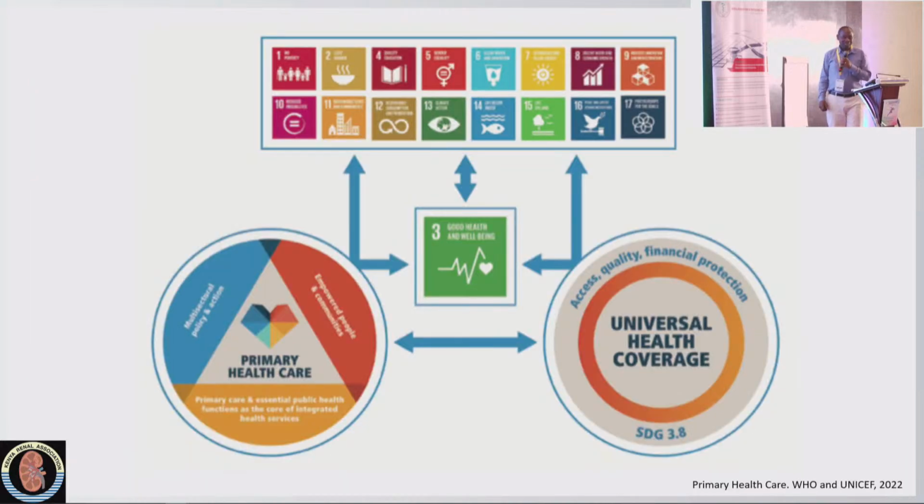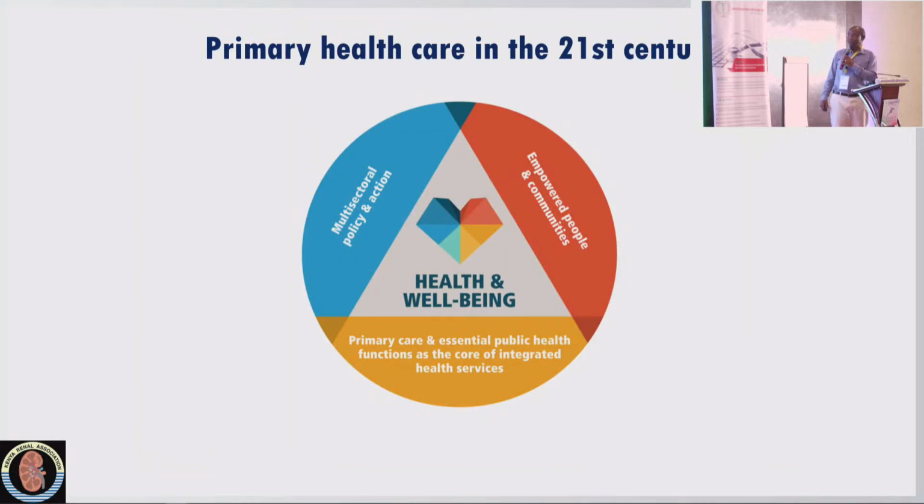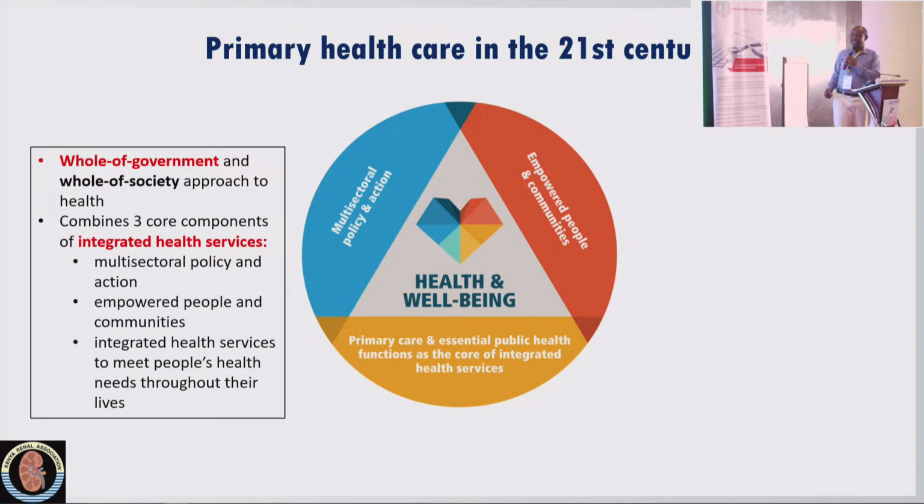Underpinning this target 3 are two equally important approaches: primary health care and universal health coverage. Almost meaning the same thing, but with a bit of differences. Primary health care basically involves a multi-sectorial approach of the whole government and whole society.